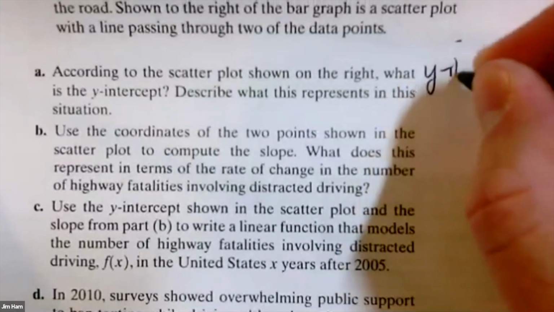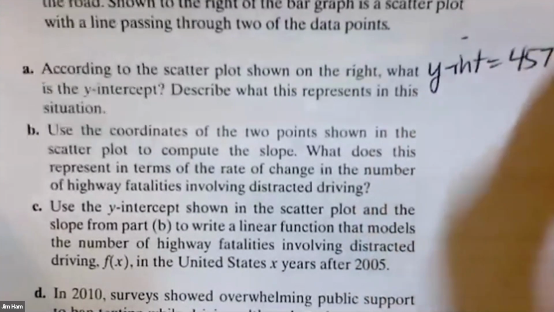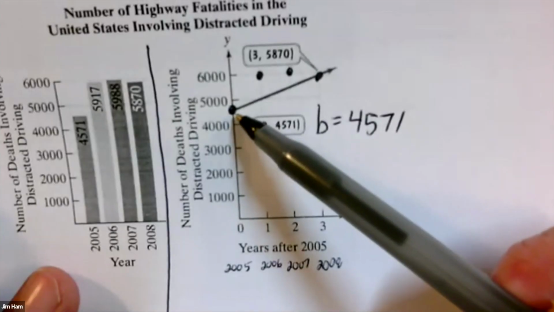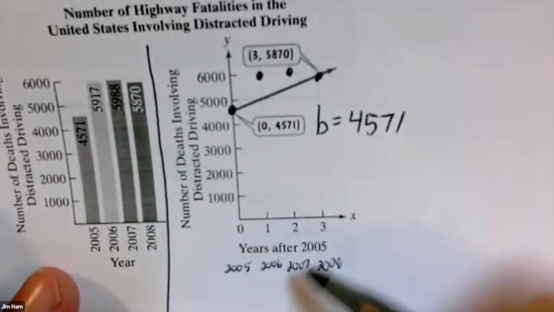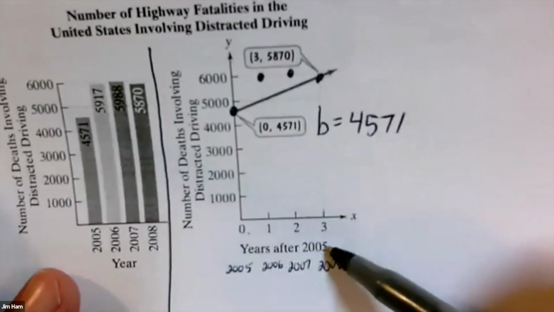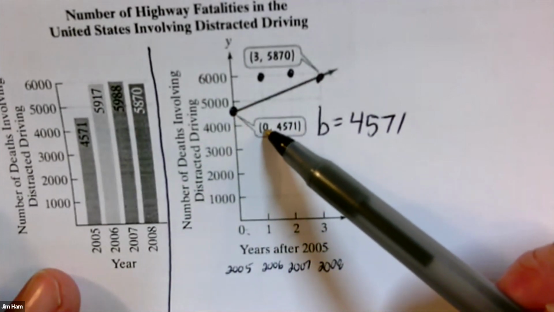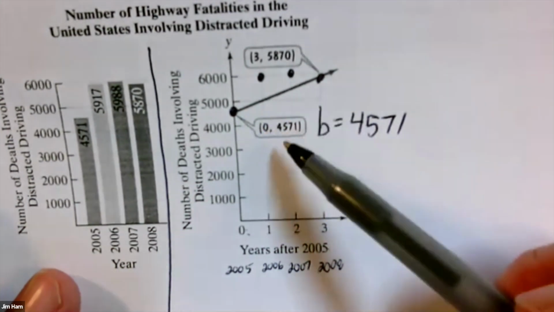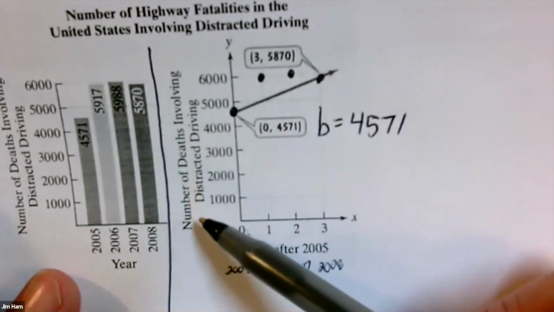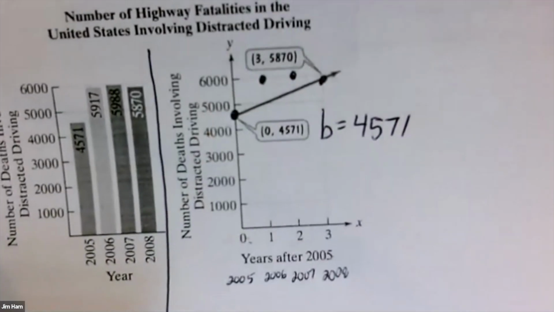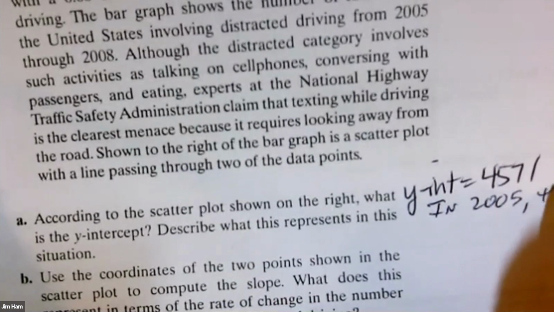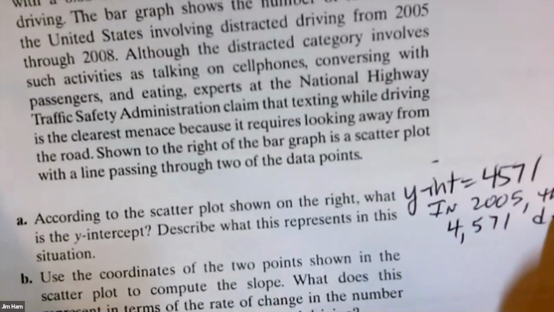So the y-intercept equals 4571. What does it mean? It's the y value when x is equal to 0. And x equals 0 corresponds to the year 2005. So this point is (0, 4571), which means in year 0, which is the year 2005, there were 4,571 deaths involving distracted driving. So it's not going to be sufficient in these application problems just to say what the y-intercept is. You have to interpret it. In 2005, there were 4,571 deaths caused by distracted driving.